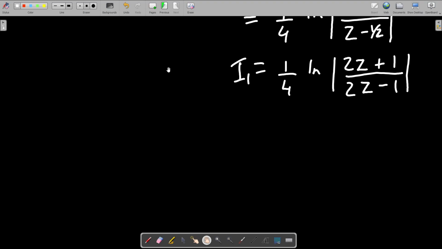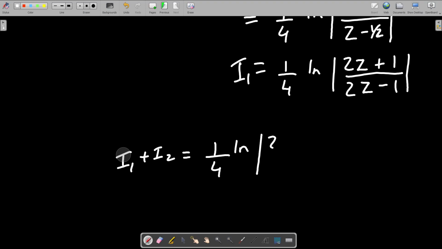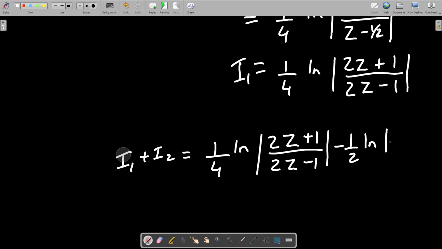So final answer will be I1 plus I2. What will that be? This is 1 by 4 times ln of 2z plus 1, and I2 was half times ln of 1 minus 4z square.